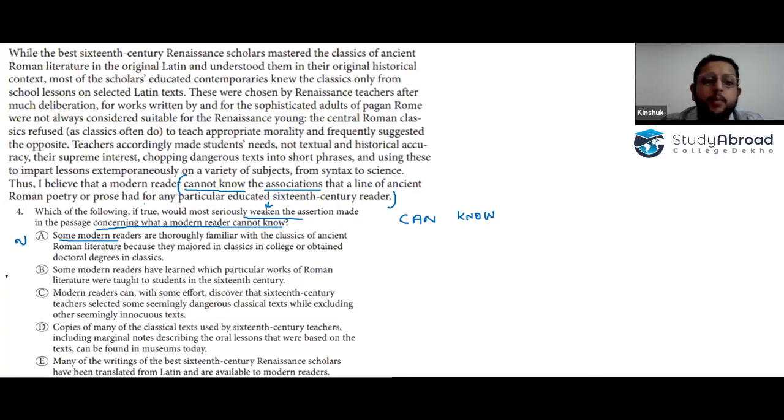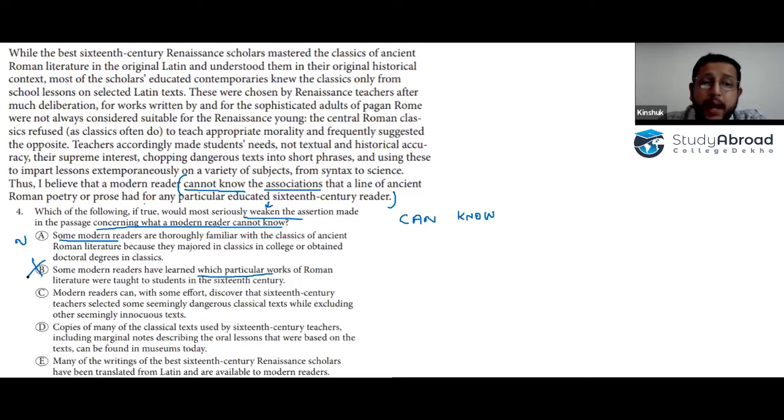It says, some modern readers have learned which particular works of Roman literature were taught to students in the 16th century. So see, them knowing which particular literature were taught has nothing to do with the point that the modern reader will not be able to associate with a line of ancient Roman poetry or prose, right? So even though they might have learned what particular work they are doing, how is that available for anybody to access? So no, answer choice B definitely does not help. It should be eliminated. Now, answer choice C.